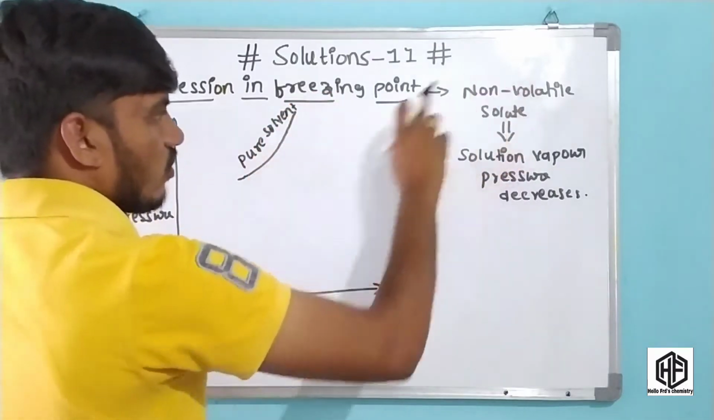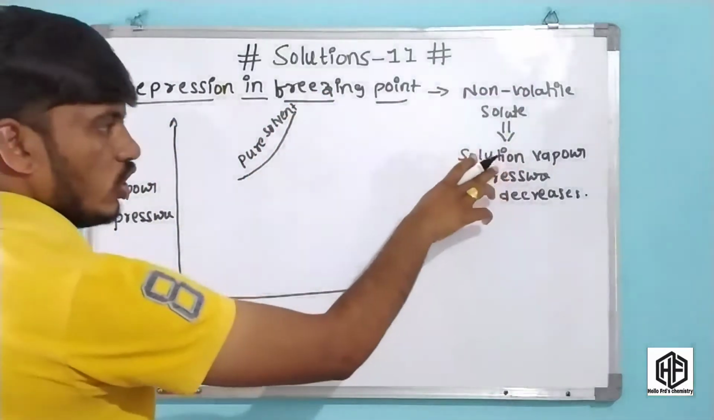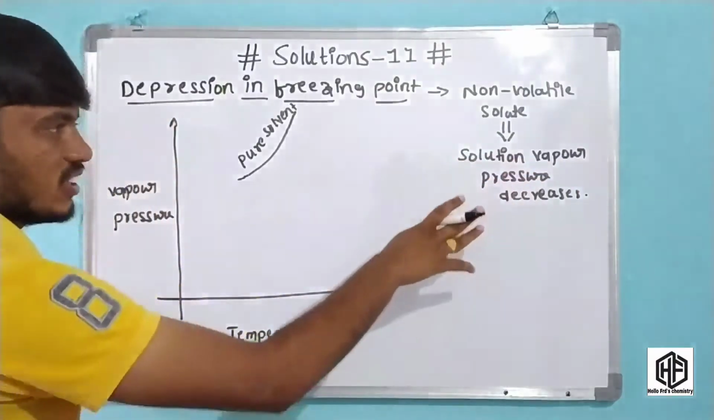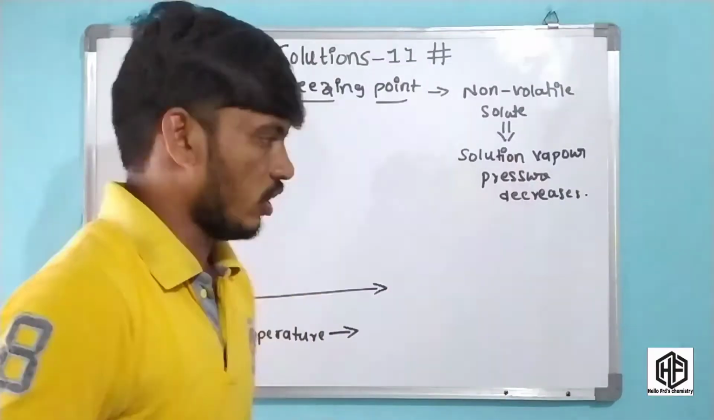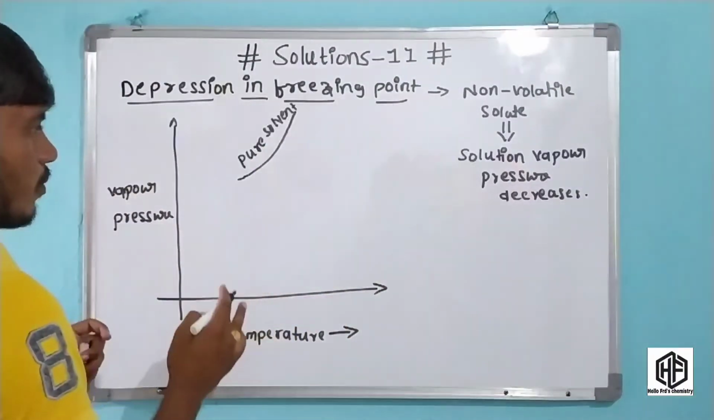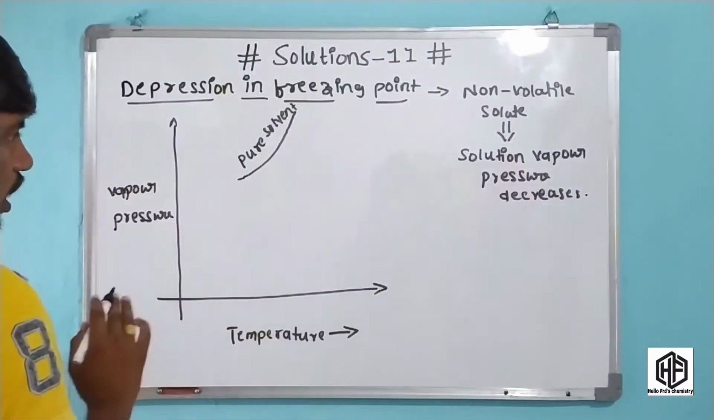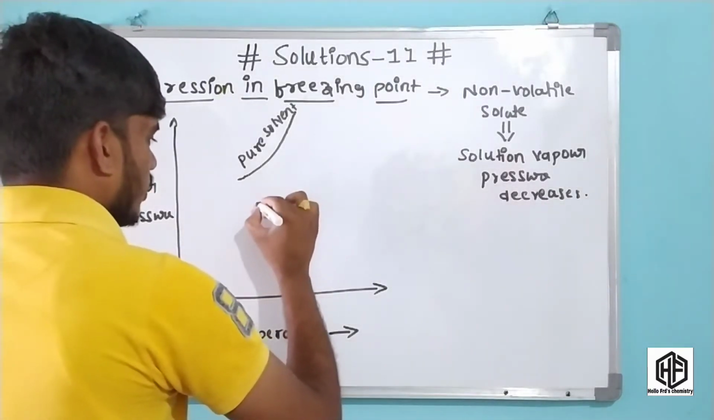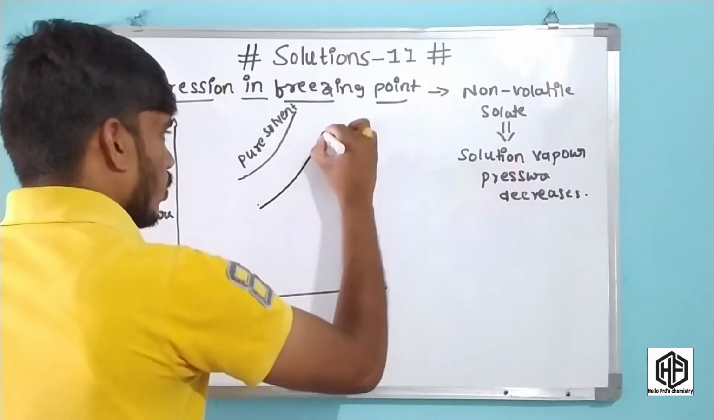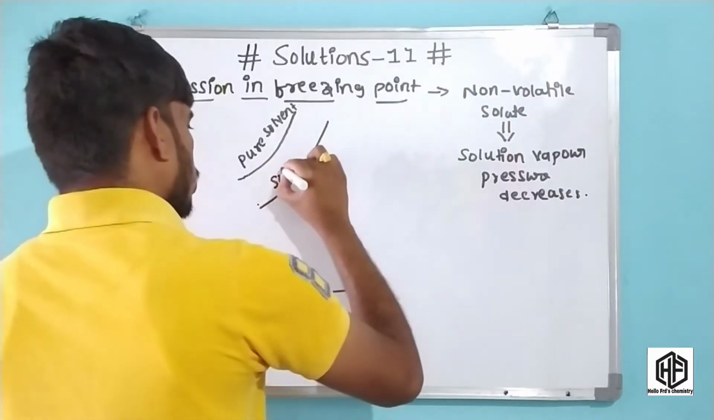When a non-volatile solute is added, what happens friends? The solution vapor pressure decreases. This is the basic fundamental of relative lowering of vapor pressure. Now the graph representation is like this. This is the graph representation of the solution.